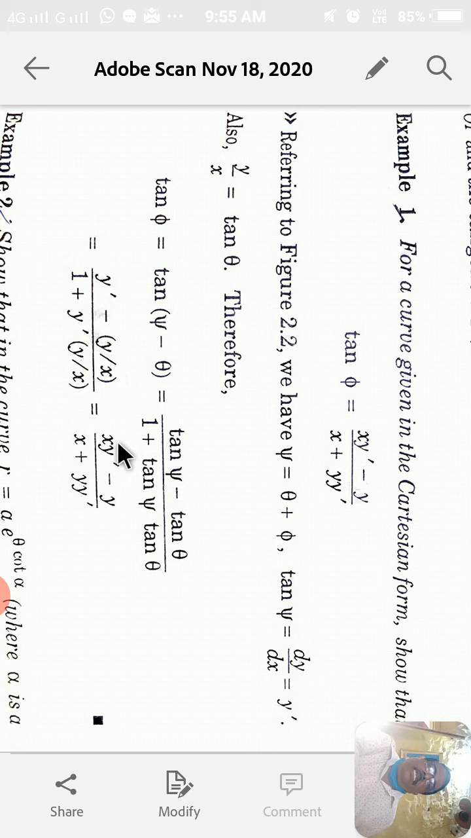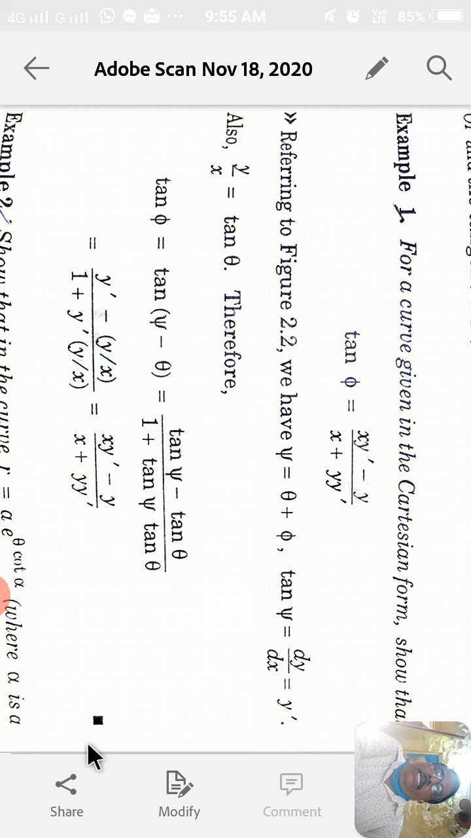Take LCM. In the numerator x is the LCM, and it becomes xy dash minus y divided by x, and in the denominator again x is the LCM, so x plus y into y dash divided by x. Here x gets cancelled and you will get xy dash minus y divided by x plus y into y dash. So this is the required proof.